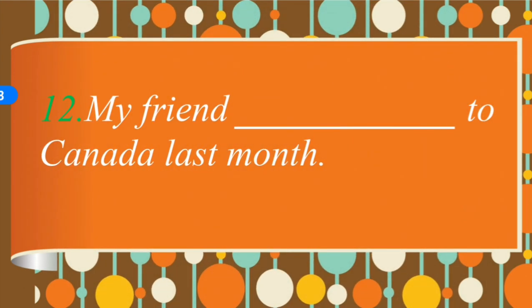Next one. My friend dashed to Canada last month. The verb is go. Now children, go is an irregular verb and we have done it many times. The past form of go is very good. Went. My friend went to Canada last month.